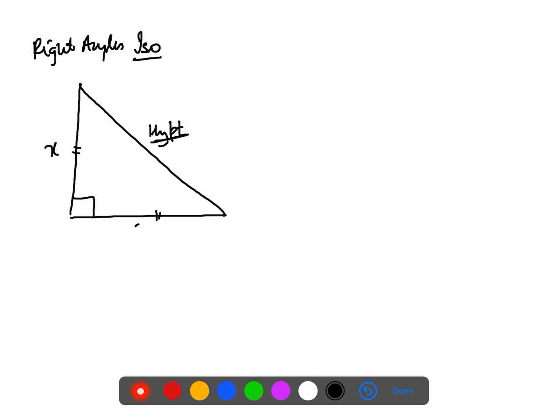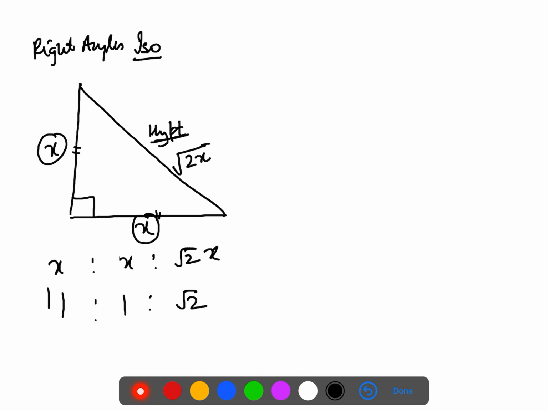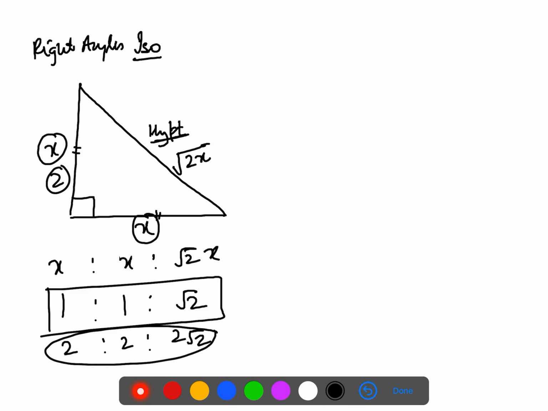So let's say this is x, this is x. Now x square plus x square must be equal to what, 2x square. So this side becomes root 2x. Okay, a square plus b square is equal to c square. So now x is to root 2x, or 1 is to root 2 will be the ratio of the three sides. Okay, right angle isosceles triangle will always be in this ratio. For example, if this side is 2, so it will become 2, 2 and 2 root 2. That's how it will go.